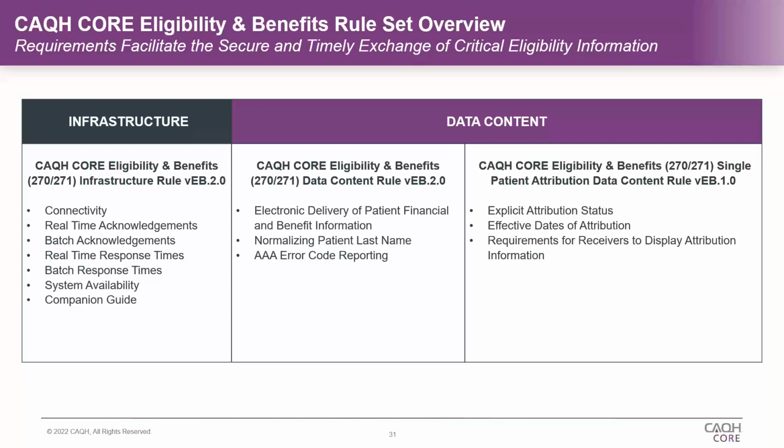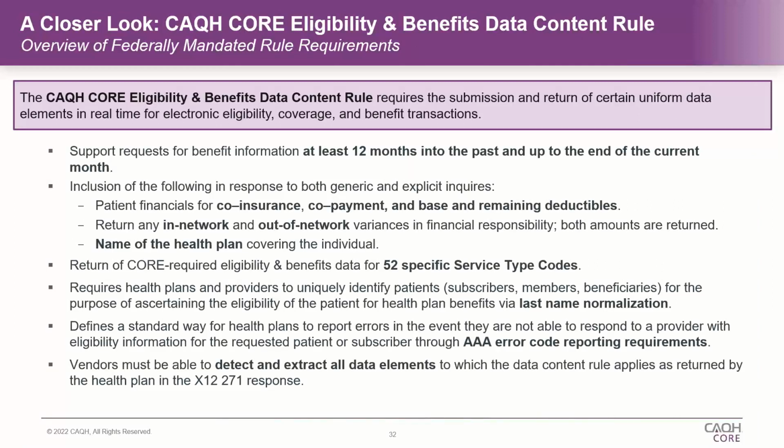So on slide 32, I want to take a deeper dive into the data content requirements of the eligibility and benefit operating rules, because in particular, these rules, and Donna played a key role co-chairing our subgroup to update these operating rules. They were initially developed, they were the first set of rules, in fact, that were developed by the CAQH CORE participants. And over time, there were several emerging business needs that were identified and needed to be addressed. And so that resulted in the update of the rules.